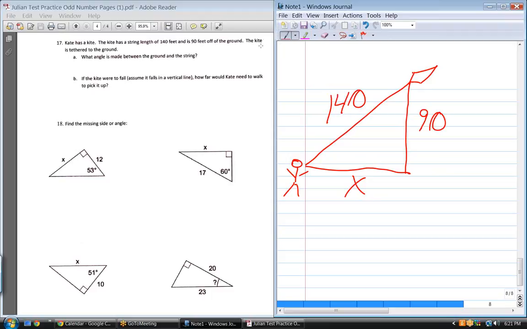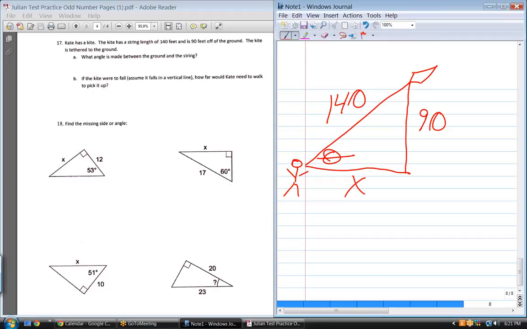They want to know the kite is tethered to the ground. What is angle theta? What is the angle made between the ground and the string? What trig function relates 90 and 140? Let me write out SOHCAHTOA real quick. Put that on your card.